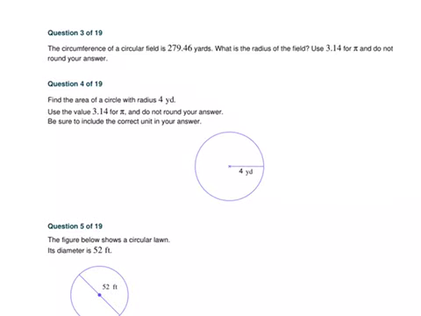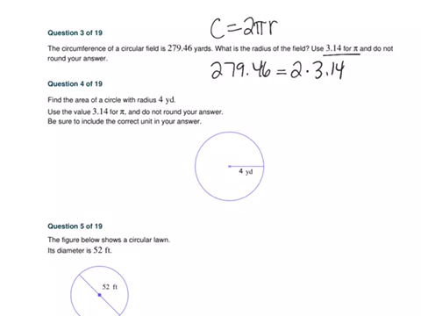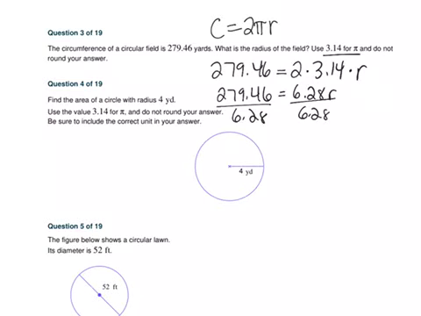What you're going to do is use that same formula, C equals 2 pi r, and again use 3.14 for pi, and you're going to plug in what you have. So you have that the circumference is 279.46. That equals 2 times 3.14 for pi times r. We don't know what r is. We have to find it. Well, 2 times 3.14 is 6.28, so we have 279.46 is equal to 6.28 r. And in order to get r by itself, we're going to have to divide by that 6.28.